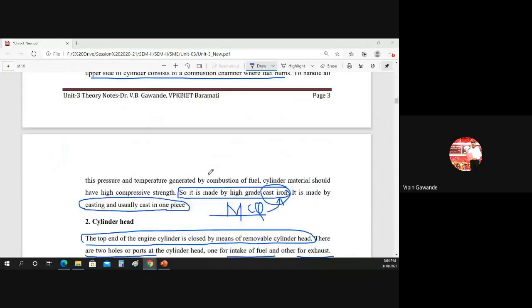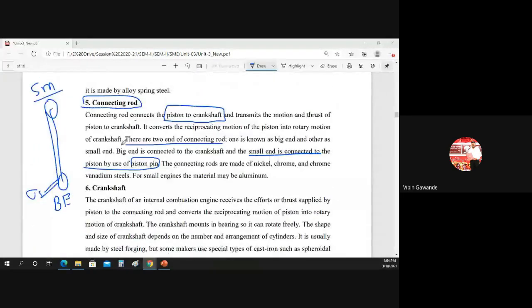Okay, so there are two ends of the connecting rod. One end is called the big end. Big end of the connecting rod is connected with the crankshaft. So that you have to remember. This is again your MCQ question. First of all, connecting rod has two ends. One is called the small end, another is called the big end. Now, big end of the connecting rod is connected with the crankshaft, and small end of the connecting rod is connected with the piston by means of what? By means of the piston pin, or the wrist pin. Okay, so wrist pin.